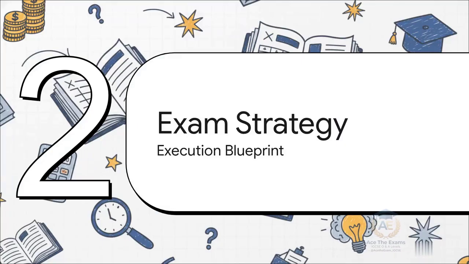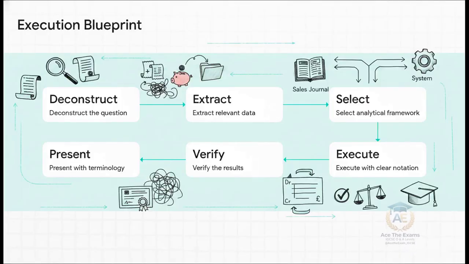Act 5. Exam Strategy and Execution Blueprint. By now, Alex and Sam have had their breakthrough. They understand the balance of technical precision and creative analysis. So, let's reveal the ultimate chronological execution blueprint for tackling absolutely any Books of Prime entry question flawlessly.